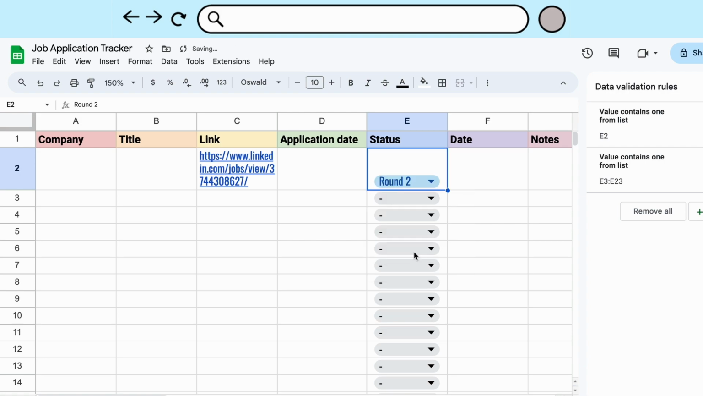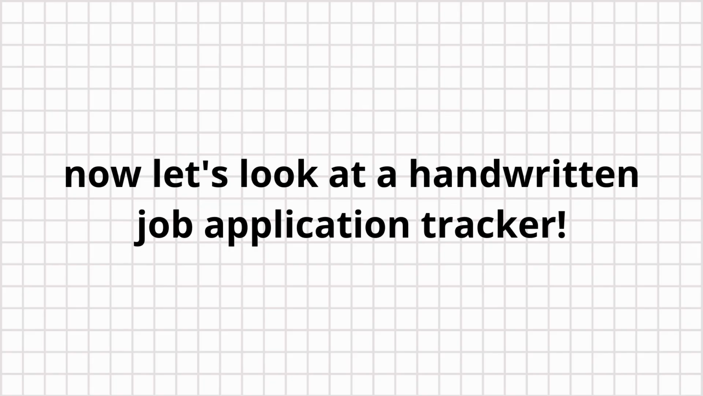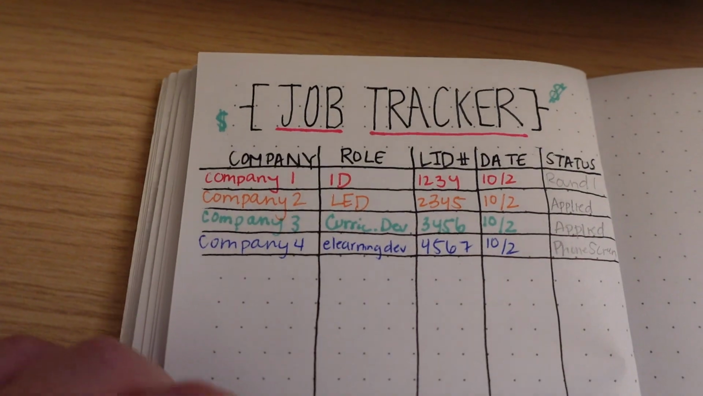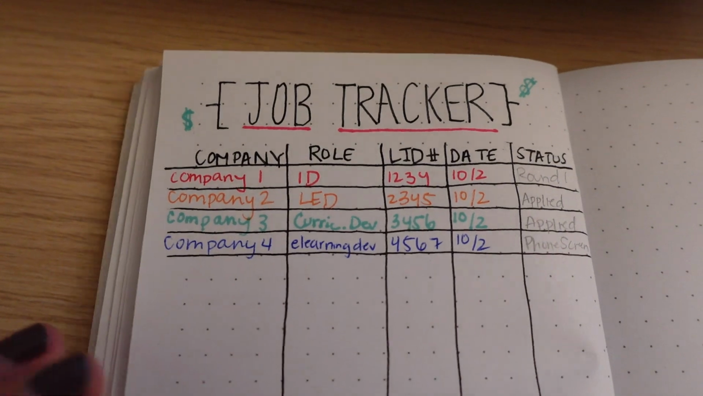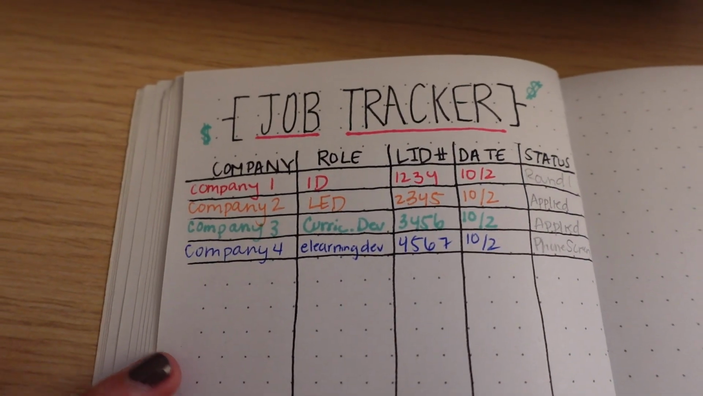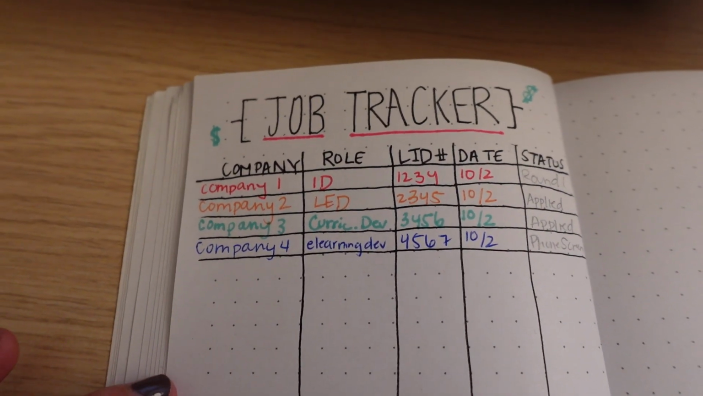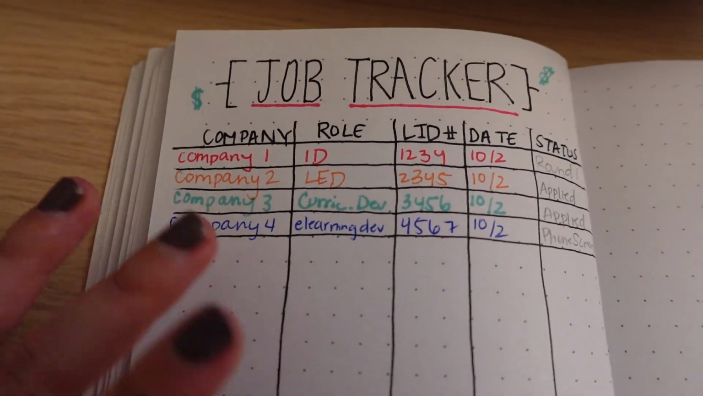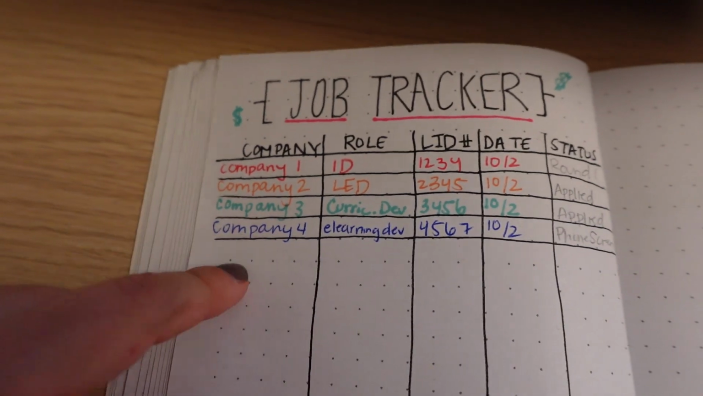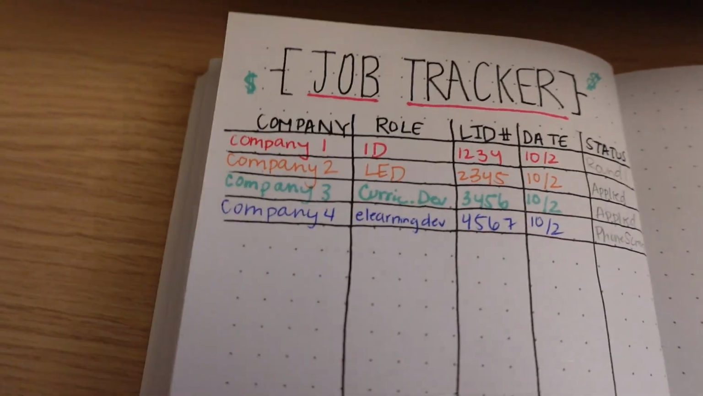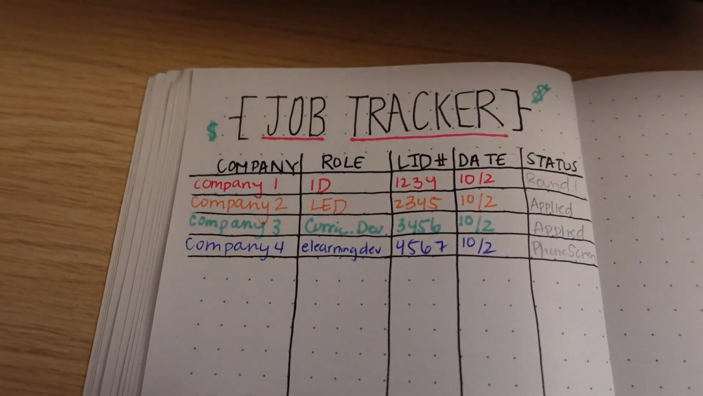So then you would have this. Say I'm in round 2, I would just put the date for round 2, or say I'm at the phone screen stage, I would just put it here. I've also done a handwritten job tracker, and I actually prefer this because it's more fun and I can customize it a little bit more. If you're into bullet journaling or anything, this one can be fun because you can draw and make it more fun with different colored pens and diagrams.